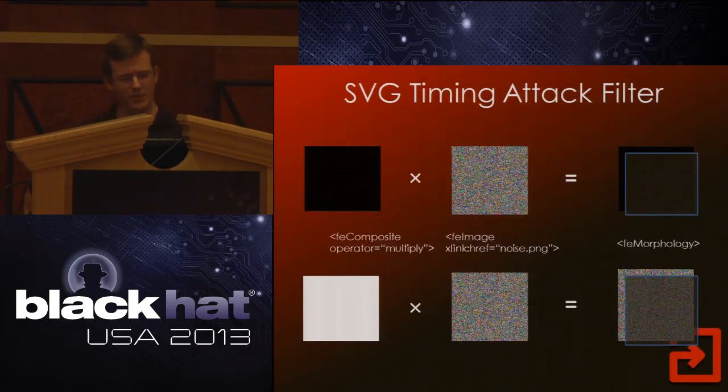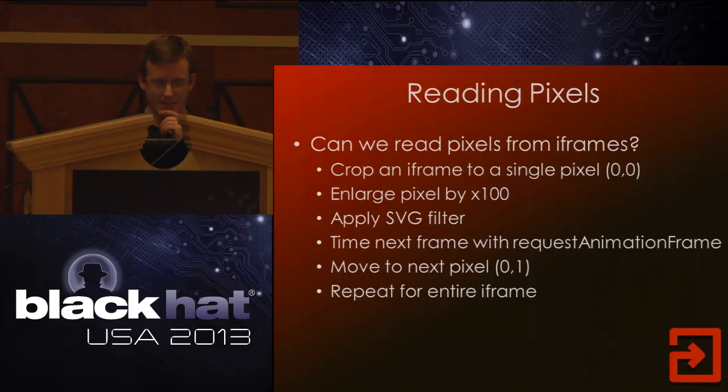Okay, so now we have black and white. How can we actually do a timing attack with this? So how can we read pixels from an iframe? Here's what we do. We take our iframe, and using CSS, we crop it to a single pixel, the top left-hand pixel. And then again, we use CSS to blow it up to 100 times the size. So instead of a single pixel, we've got a nice large area. And then we apply our SVG filter, and we time how long that filter takes to apply using requestAnimationFrame. And then we move to the next pixel, and we time that pixel, and we do that for the entire iframe.